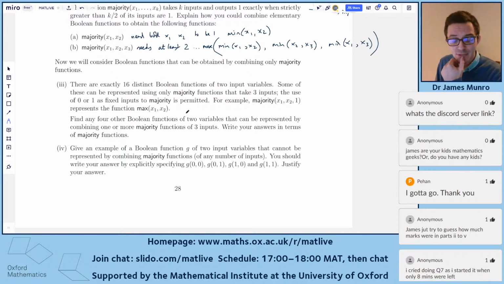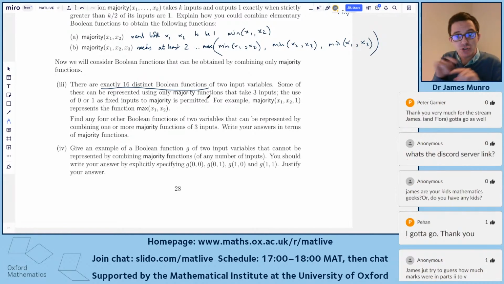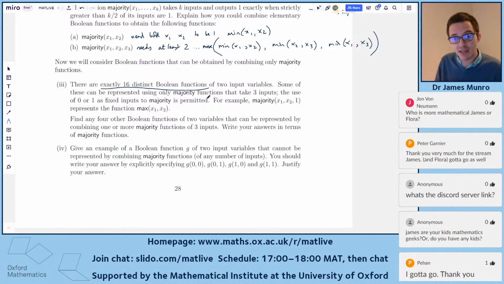Part 3 is about sticking together majority functions. We've got 3 minutes to go. Sticking together majority functions to build other functions. I suppose to really get into this question, it's this fact that there are exactly 16 distinct Boolean functions. There's not that many distinct Boolean functions. There's lots of things that you can write down by plugging together majority functions into each other. But there's only 16 actual functions that you can make in terms of what the outputs are, given the inputs. Why is it 16? Well, if you've got 2 input variables, there are 4 possible inputs.